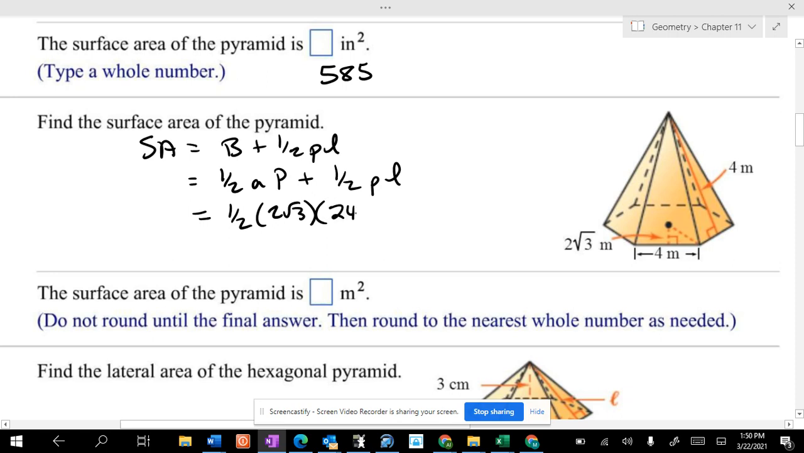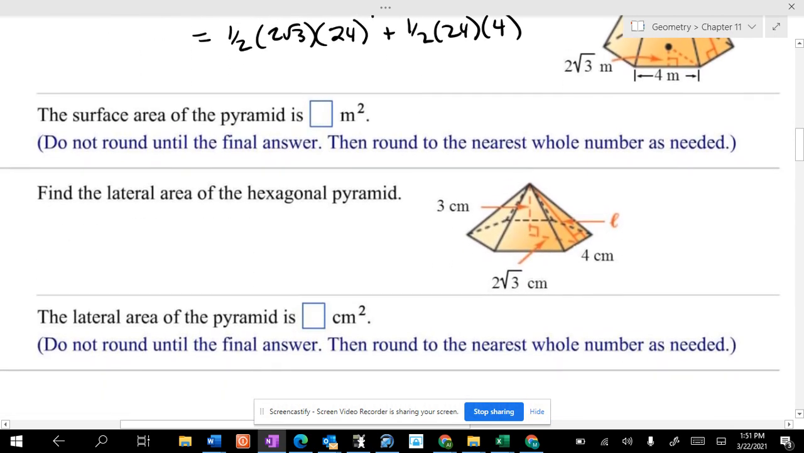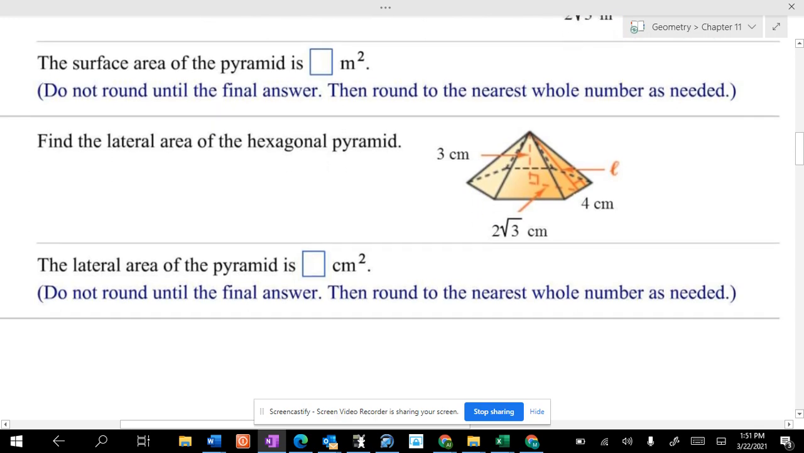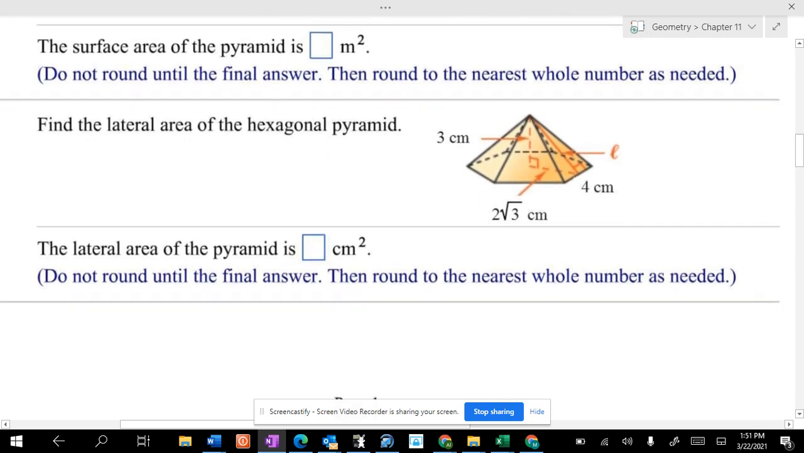24. It's a hexagon, 6 sides, each is 24. So it's 1/2 the perimeter, which is 24, times the slant height, which is 4. Okay? And then just put this into your calculator and figure it out. All right.